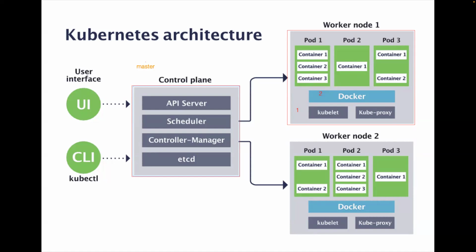That's the second component. The third component is the kube proxy, which will take care of the communication or networking of the cluster. A container from one worker node may have to communicate with a container on the other worker node. So this kube proxy is the one which facilitates this.